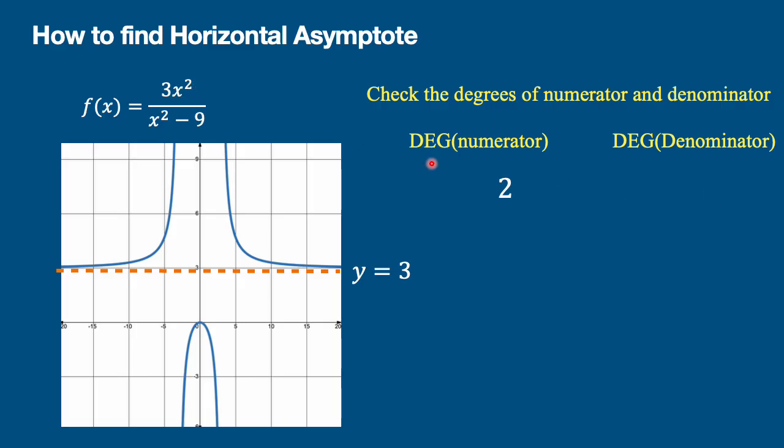What is the degree of the denominator? That's also 2. Exactly the same. Then we always check the coefficients. What is the coefficient on the top? Numerator, 3x squared, coefficient is 3. X squared minus 9, highest degree x squared, coefficient is 1. Y equals 3 over 1. That's going to be the horizontal asymptote line.